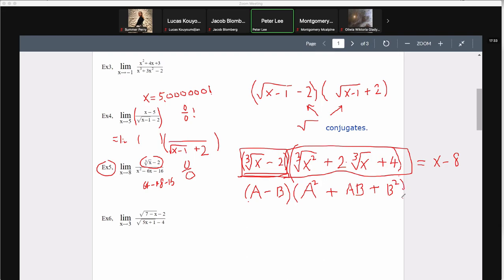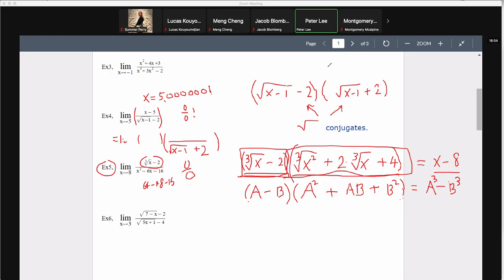Can anybody tell what this is? What is a minus b times a squared plus ab plus b squared? This is a cubed minus b cubed. So when you multiply by this expression right here, the cube roots go away.